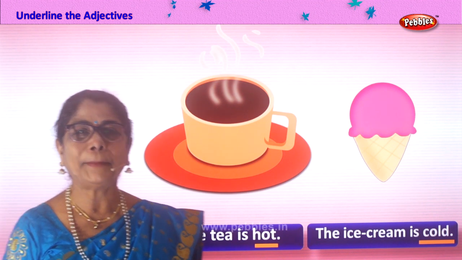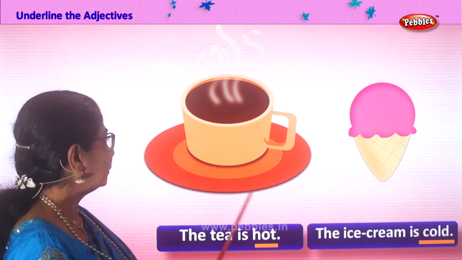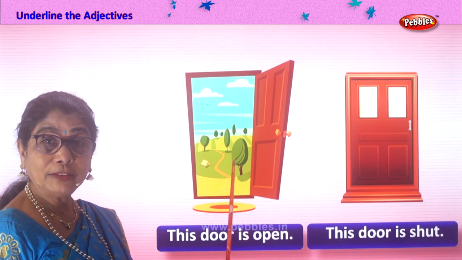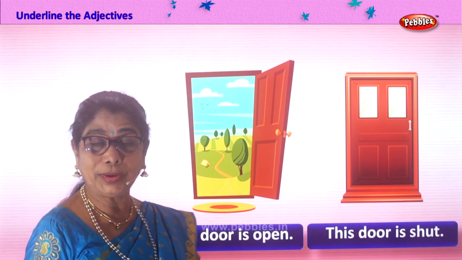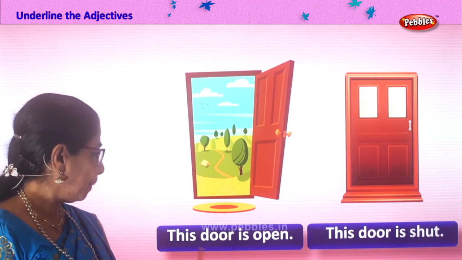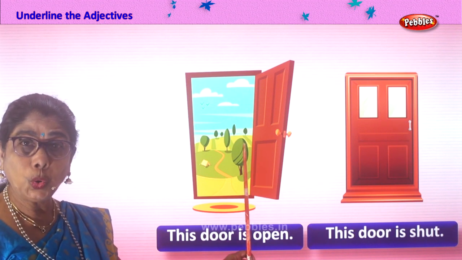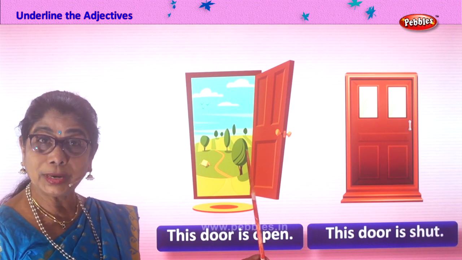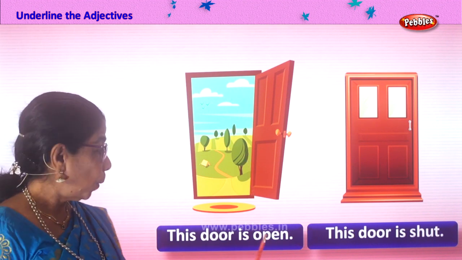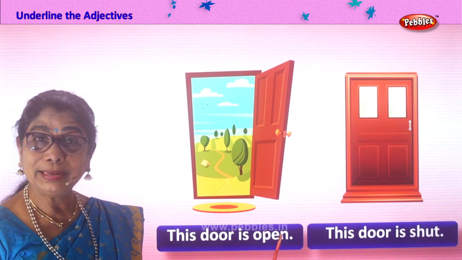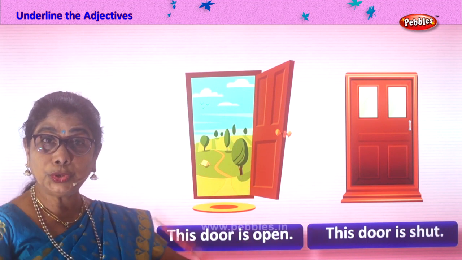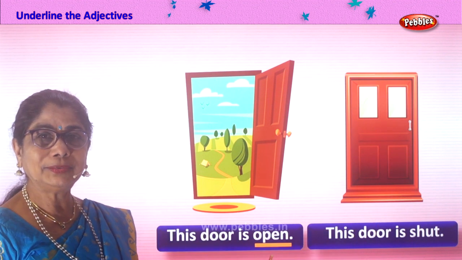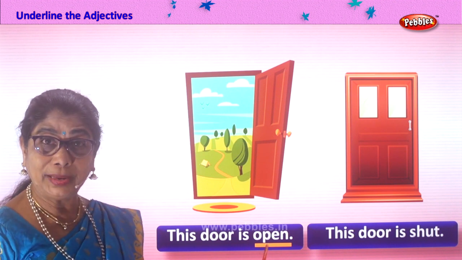Good. Let's take another picture. Look what you have. We have a door here. We have another door here. Let's read the sentence. This door is open. The word open describes the word door. The door is open. So we underline the word open.